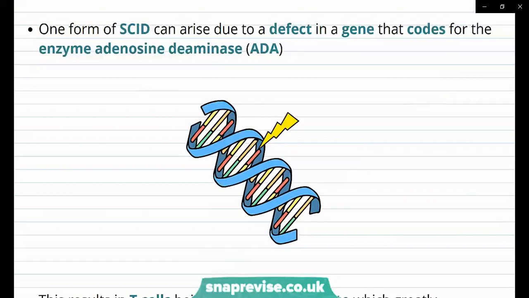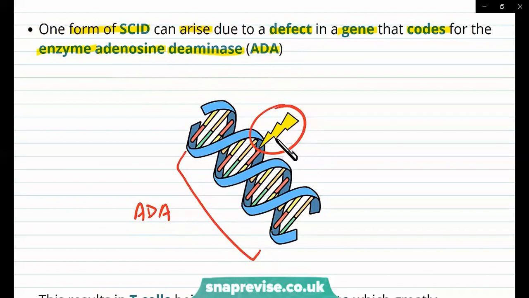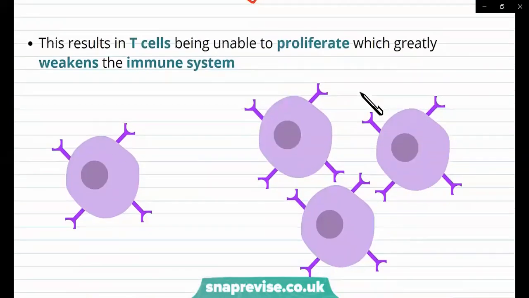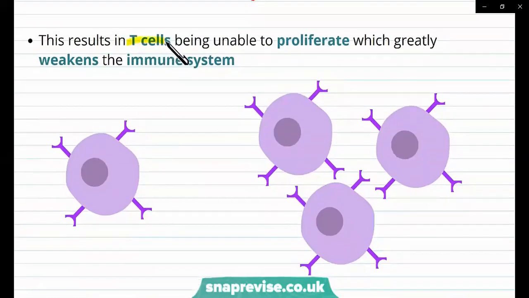There are different forms of this disease, but one form of SCID can arise due to a defect in a particular gene. And this gene codes for a particular protein, which is an enzyme, and that enzyme is called adenosine deaminase, or ADA. So don't worry too much about what this enzyme does for the moment. Just be aware that the gene we're talking about here codes for ADA, and the mutation which hits ADA leads to this condition. So the problem with this mutation is that T cells, which are involved in the immune system, aren't able to proliferate, and this weakens the immune system.